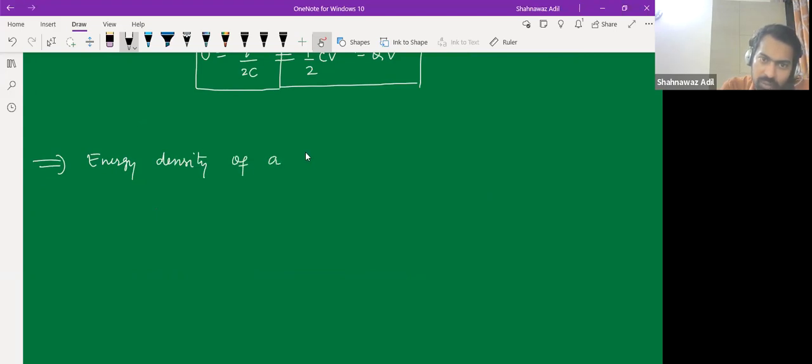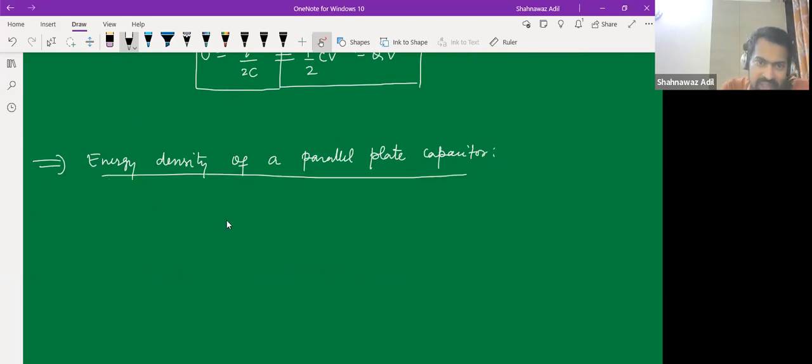of a parallel plate capacitor, right? Energy density means this is small u. So energy density means that we are calculating energy divided by what? Density means what? Yes, energy density. So what do we mean by density?